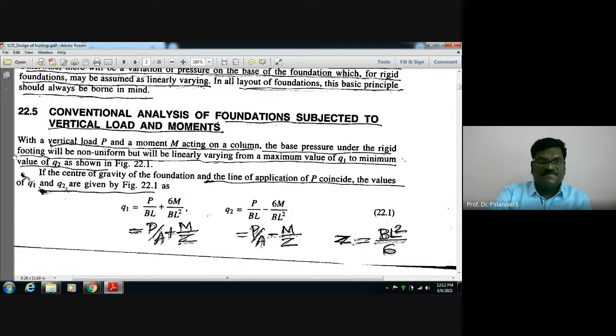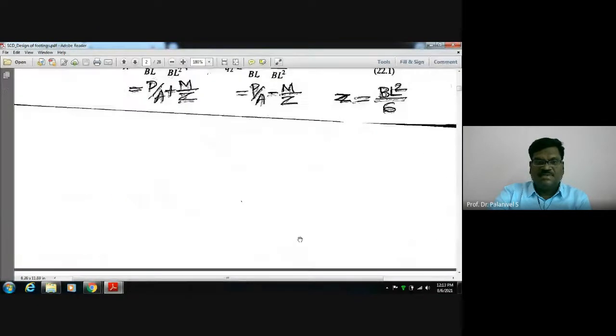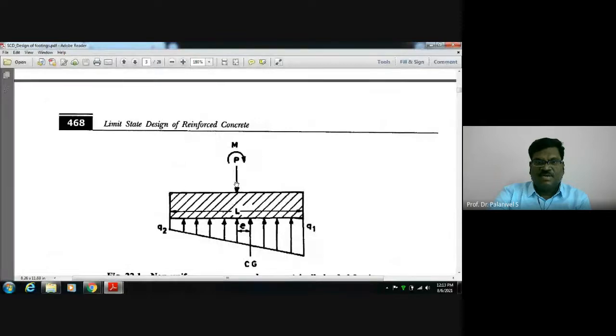It is given here with a vertical load P and a moment M acting on a column. The base pressure under the rigid footing will be non-uniform, but will be linearly varying from a maximum value of q1 to a minimum value of q2 as shown. The values of q1 and q2 are given below. See, you have a column. I will show you here. The load is transferred to the footing through the column.